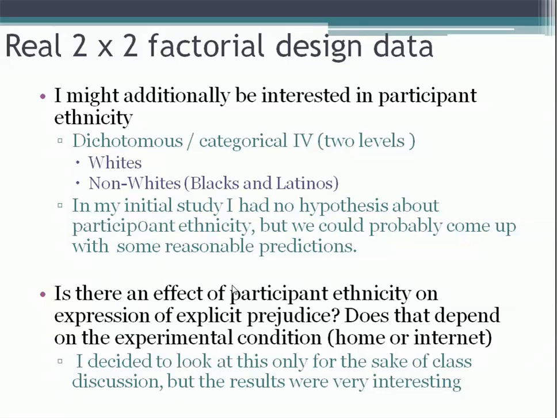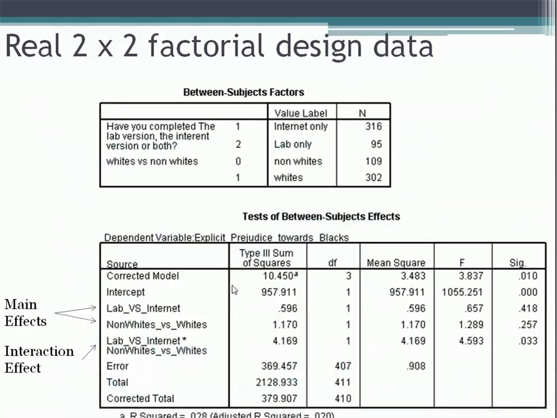You might predict that the white participants are going to express significantly more explicit prejudice when they're off campus compared to on campus, and that will be significantly higher than the non-whites. Or in other words, there will be an effect of the location on expression of explicit prejudice, especially when the participant is white. That would be kind of an interaction hypothesis. As it turns out, the results are completely different from that.